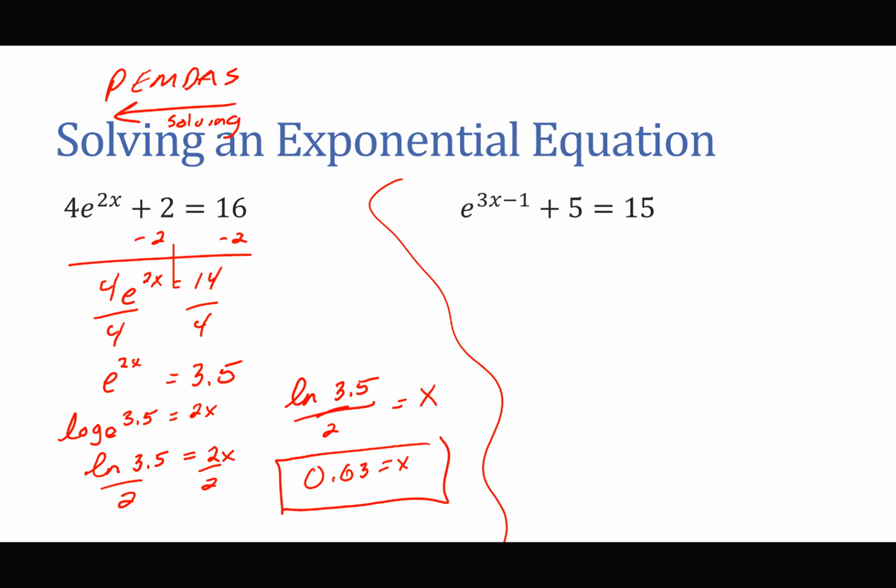All right, and then the next one, e raised to the 3x minus 1 plus 5 equals 15. I'm going to get rid of this 5 first. Okay, so it's e raised to 3x minus 1 equals 10. And so if I rewrote this with logarithmic form, it would be log base e of 10, which is the same thing as natural log of 10, equals 3x minus 1.